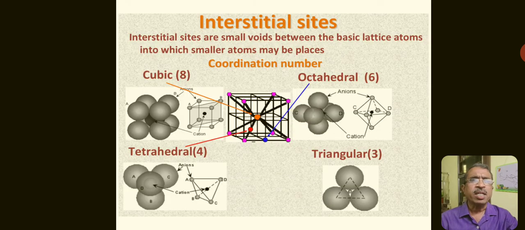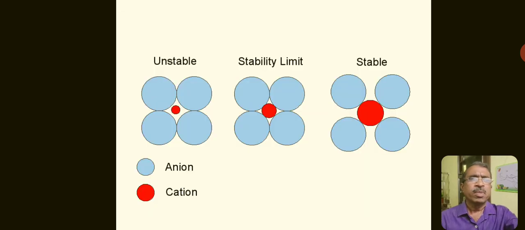Let us take here, I have shown a diagram showing the tetrahedral site, the triangular site and the octahedral site, where the space is. And this diagram shows the stability.